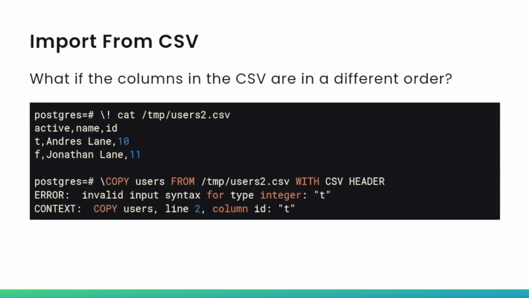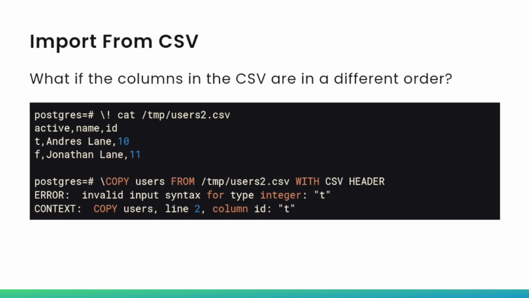Now let's try to import another file. Once again, \! cat users2.csv. This time we want to import users2.csv, and that's the content. We have active, name, and id, and we have 2 users, Andres and Jonathan. Now, if we try to copy users from /tmp/users2.csv with CSV header, we once again get an error message saying that, let's see, invalid input syntax for type integer.